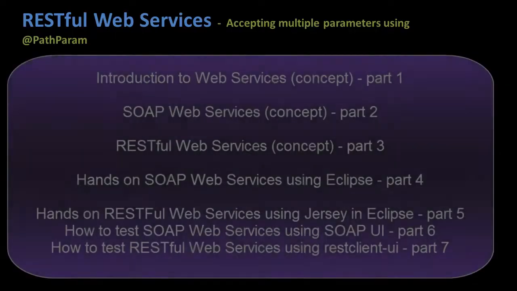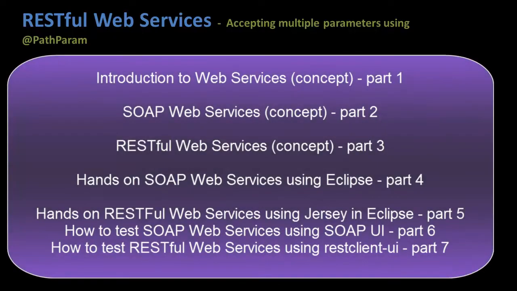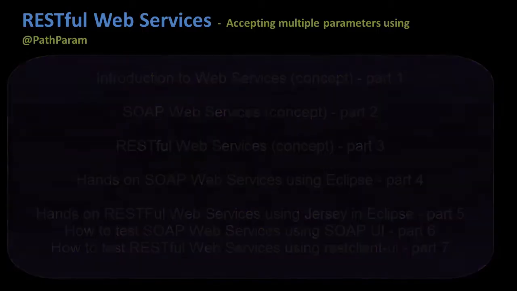In the earlier tutorials, we saw the concept and demo of SOAP and RESTful web services and went through how to test SOAP and RESTful web services using SOAP UI and REST Client UI testing tools. In this tutorial, we are going to talk about how to make a function in a RESTful web service accept multiple parameters sent by the client in the HTTP URL as path parameters.